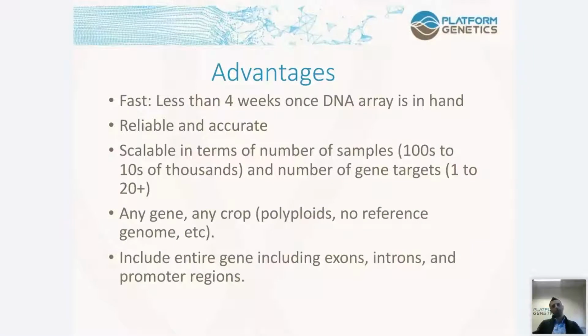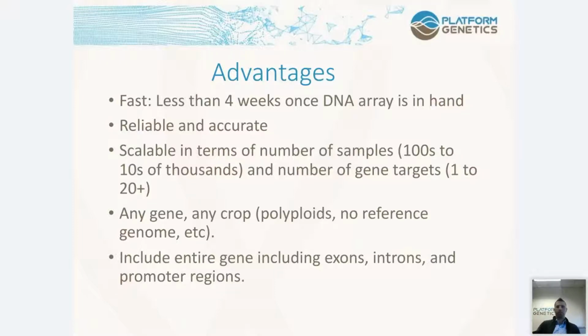If we look at the advantages of the deep variant scanning platform, it is very fast. Once you have a DNA array in hand for a population, you can turn around a large list of mutations in less than 4 weeks. It is reliable, thorough, and accurate. One of the nice things is it's very scalable in terms of the number of samples. Because there is no fixed three-dimensional pooling in our technique, you can do hundreds to tens of thousands of samples. You can also add samples at any time. If you have a phased population, you're not locked into a certain configuration, you can always add to it. It's also completely flexible and scalable in terms of the number of gene targets. You can mine a single gene at a time, or we have cases where you can do 20 genes or more in a single run. So the flexibility is important.